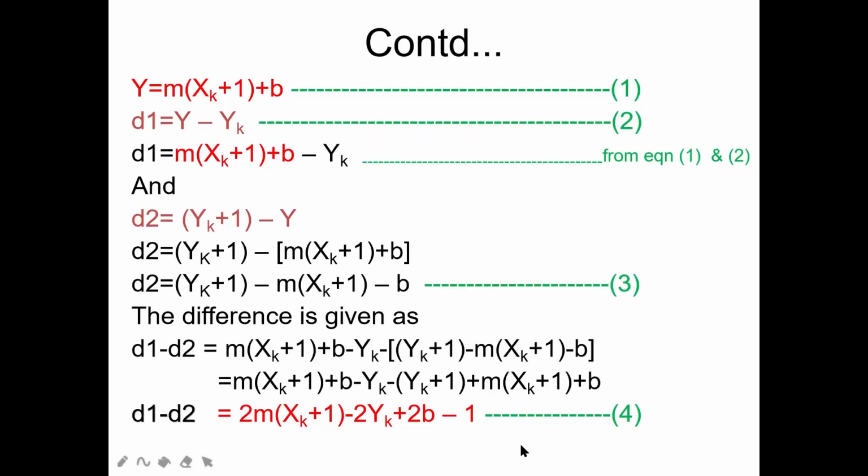So now what did you get? This is my value of d1 minus d2, which is very important. We are going to utilize this part and all. So now finally you got your d1 minus d2. Moving towards the next slide, I hope all these things have cleared.